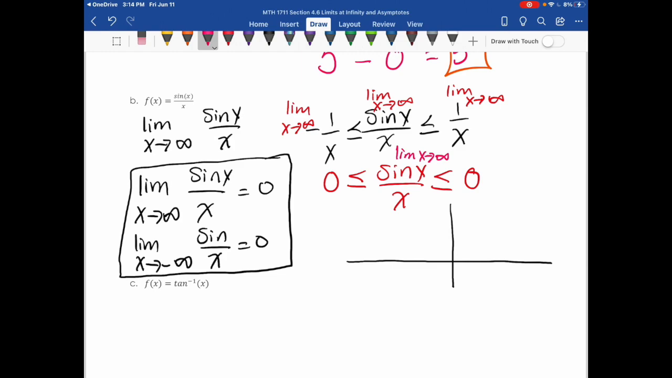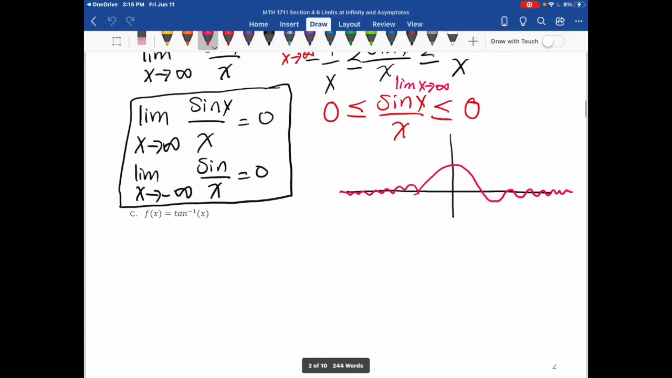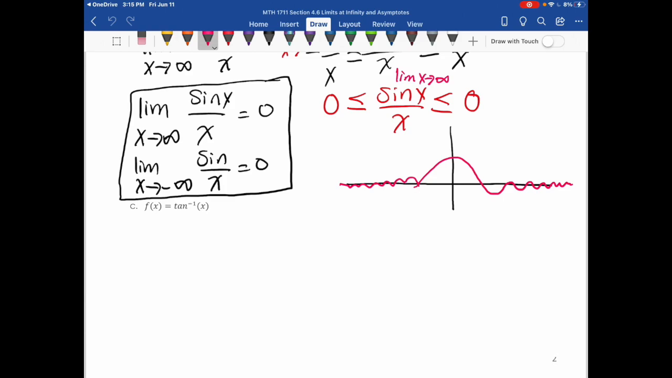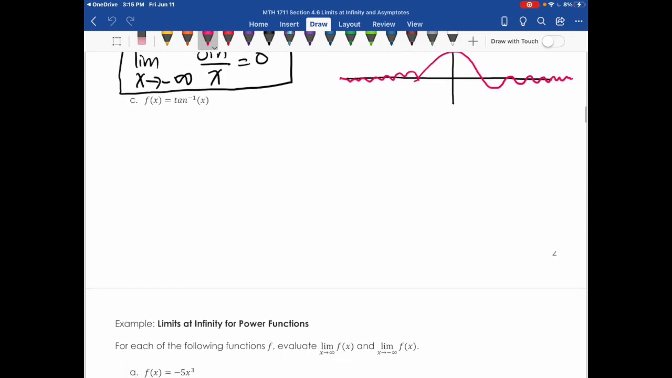Now, when you look at the graph of sine x over x, you're going to get a picture that looks like this. I'll see if I can draw this nicely. It oscillates up and down over the x-axis in both directions. The height of those waves keeps getting smaller and smaller and smaller and smaller until it gets closer and closer to 0.